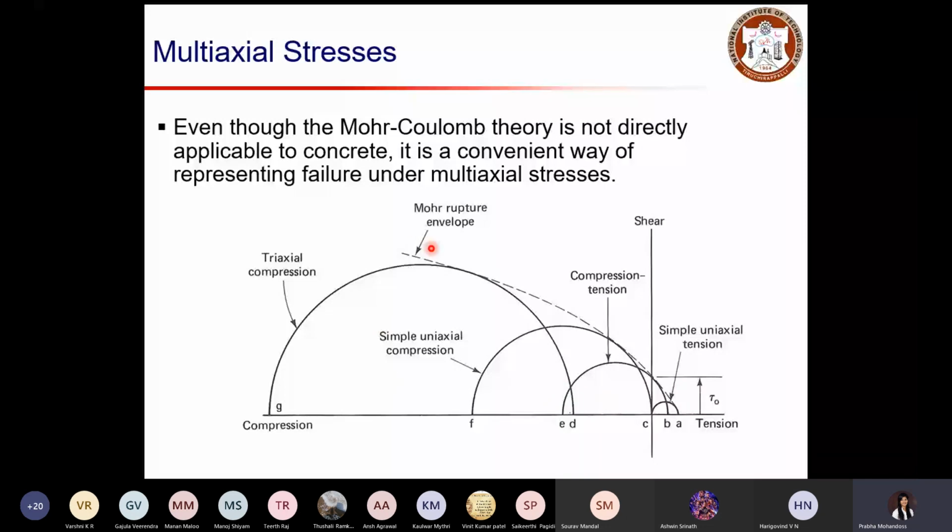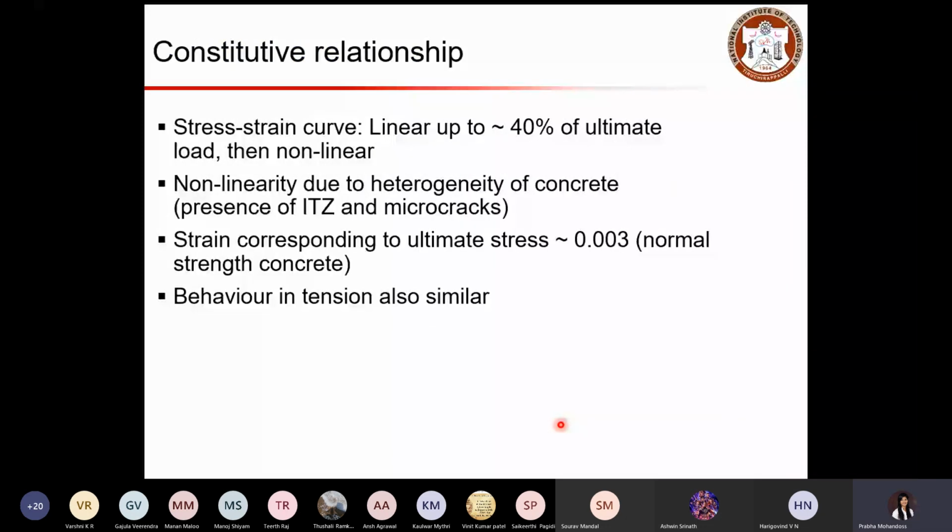And here you have this Mohr rupture envelope. So this basically represents that as long as your stress is within this limit, it is safe. So these are some theories that will help us to represent the failure under multi-axial stresses to simplify the assessment. And now, based on the stress-strain relationship, we can come up with some constitutive relationship between the stress and strain.